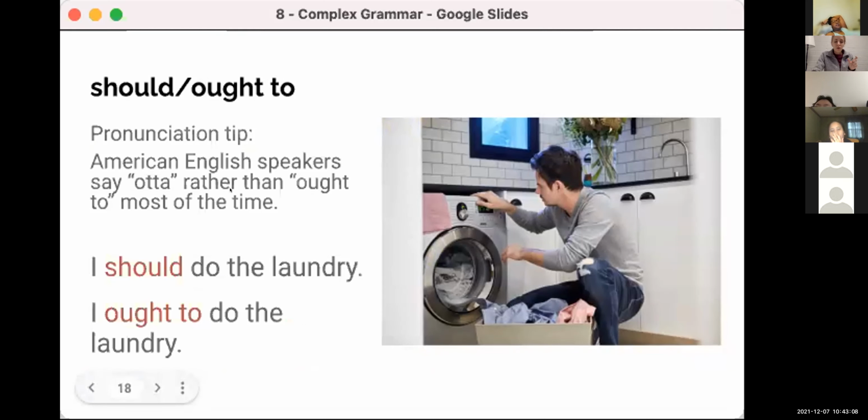So should and ought to essentially have the same meaning. You'll often hear oughta instead of ought to. I oughta do the laundry.